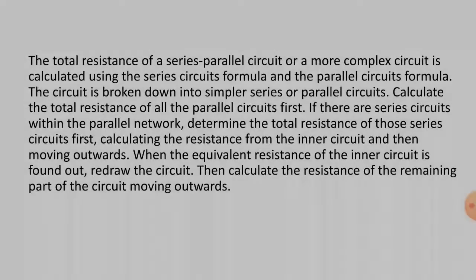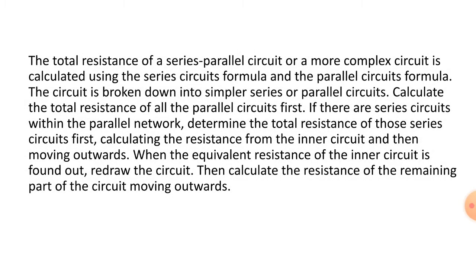The total resistance of a series parallel circuit or a more complex circuit is calculated using the series circuit's formula and the parallel circuit's formula. The circuit is broken down into simpler series or parallel circuits. Calculate the total resistance of all the parallel circuits first. If there are series circuits within the parallel network, determine the total resistance of those series circuits first, calculating the resistance from the inner circuit and then moving outwards. When the equivalent resistance of the inner circuit is found out, redraw the circuit. Then calculate the resistance of the remaining part of the circuit moving outwards.